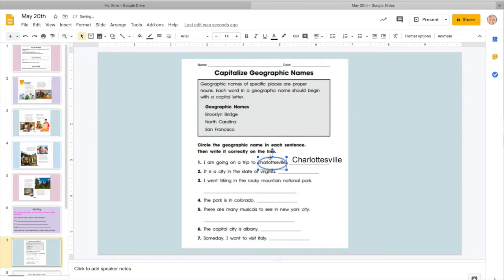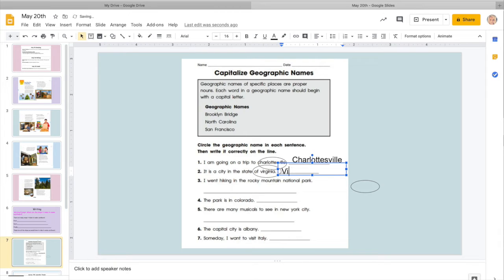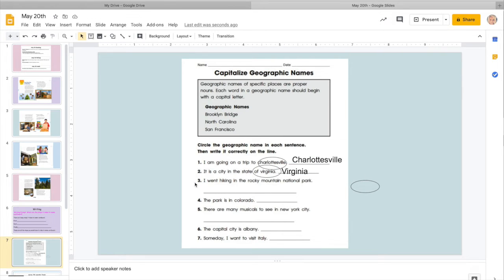So it says circle the geographic name in each sentence and then write it correctly on the line. And I'm going to make a couple more of those so we can do 2 and 3 together. Okay, number 2. It is a city in the state of Virginia. Well, here, Virginia is our geographic name. So I'm going to circle that. And when I write that on the line, Virginia is going to be capitalized. Just like that. All right, and then I will go over number 3 with you.